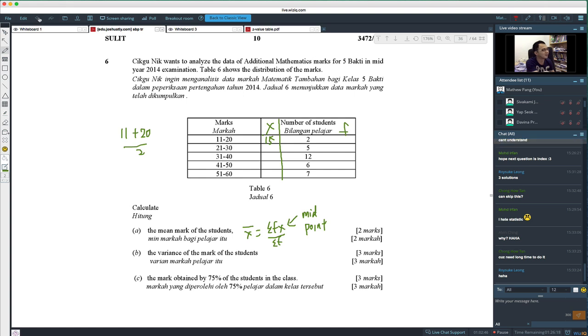15.5. So the next one will be 21, yeah, 25.5. What happened to this pen? Oh my god. .5, and then the next one is 35.5, and then 45.5, and then 55.5. Okay, these are the midpoints.